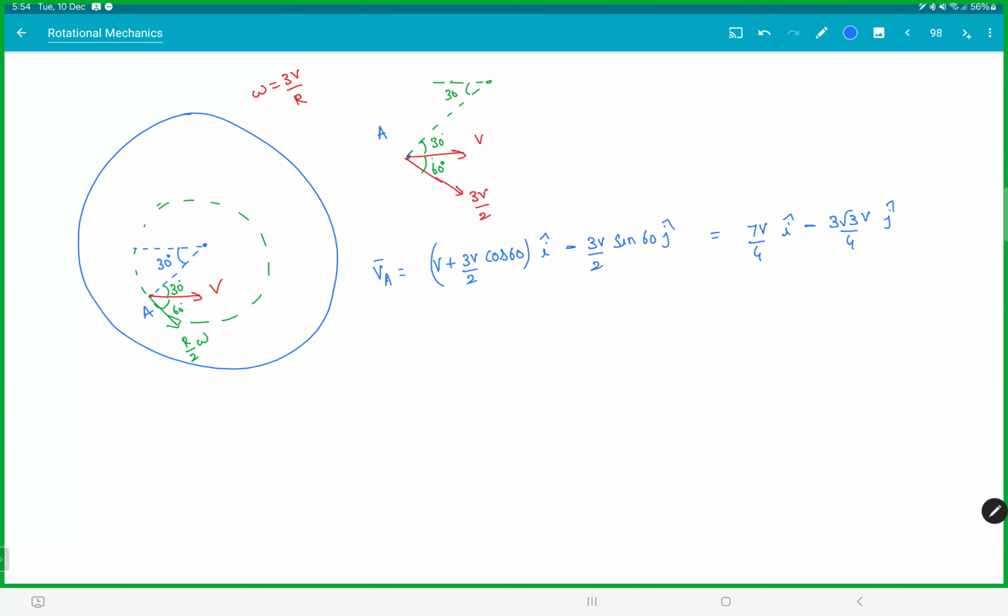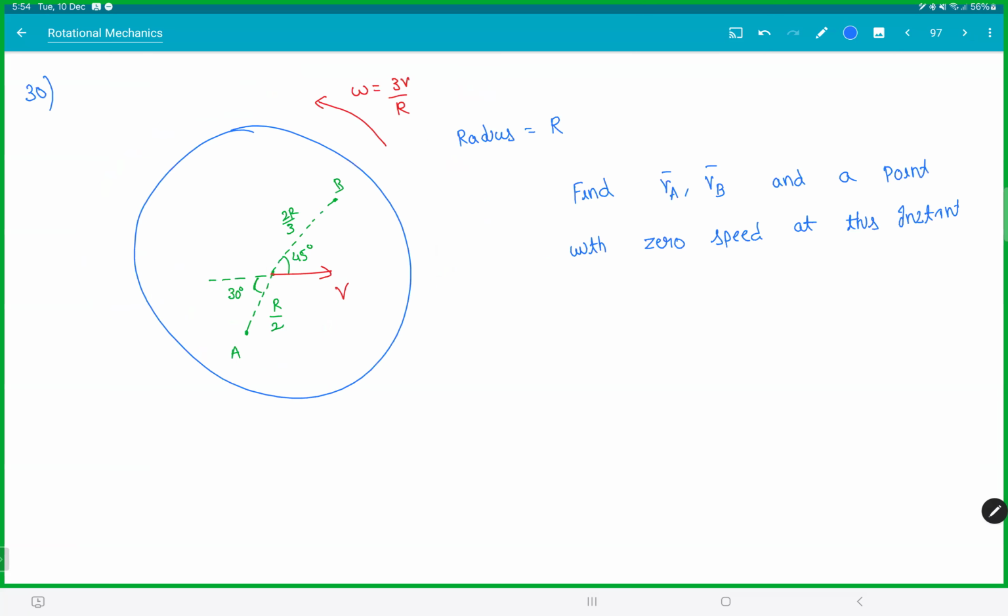Make sense? Easy? So you just get the velocity. V tangential is r omega, that's from rotation, and V center of mass is V, that is horizontal. i cap, j cap, resolve, finish it off. Any doubts on this? Now, can you do for B, and can you find the point with zero speed? Get them, I'll give you a minute. That's it, same thing you have to do.